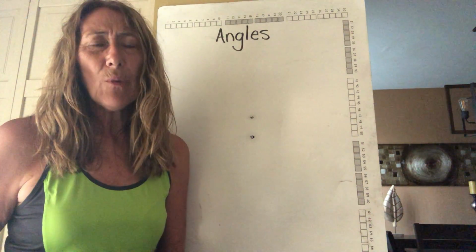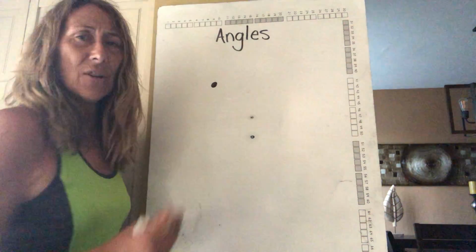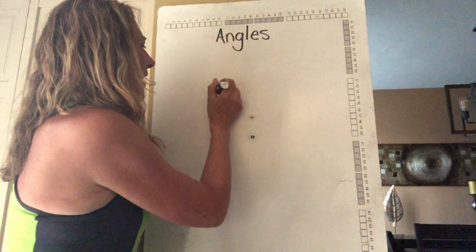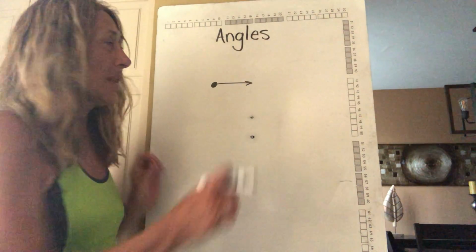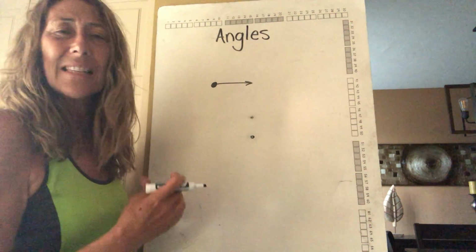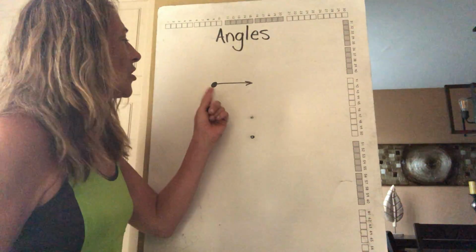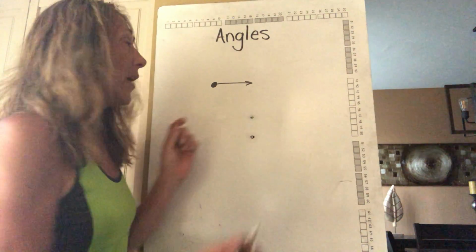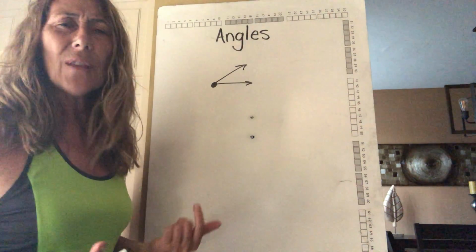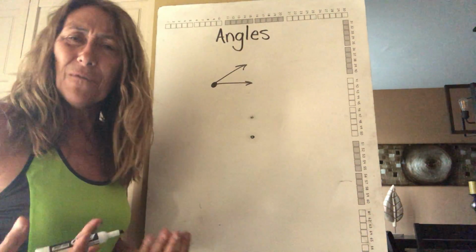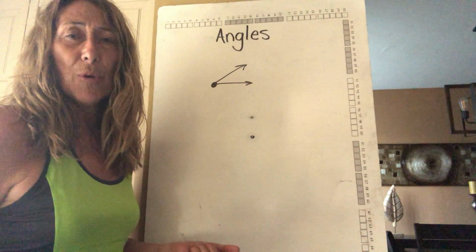And if you remember when we started with the most basic, there's my point, and then I turn that point into a ray, because remember this implies it goes on indefinitely, and much the same with our angles. So my angle starts with one ray and then another. So that's pretty much how you've seen angles for the most part up until this point.